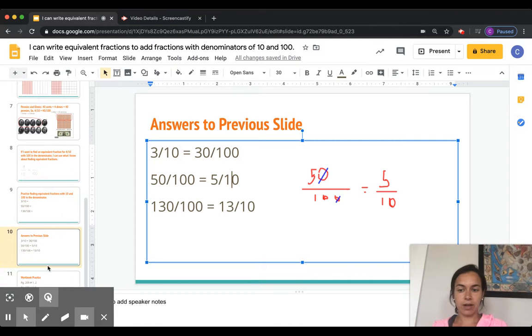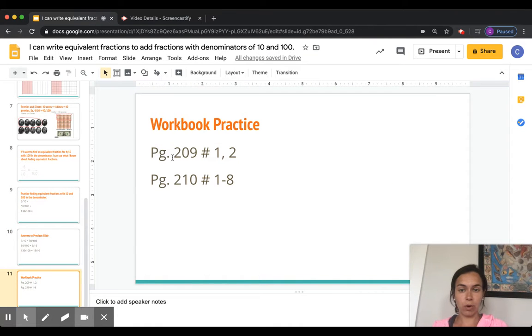For extra practice, you guys are going to do your workbook, page 209, number 1 and 2, and page 210, number 1 through 8. There is also another instructional video on Google Classroom if you need it.